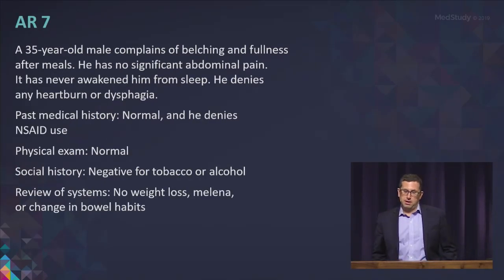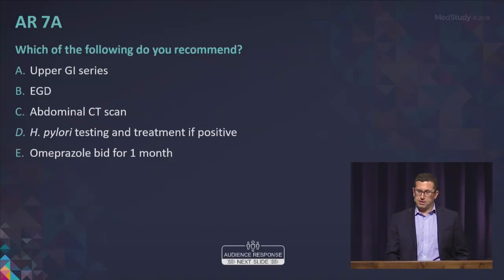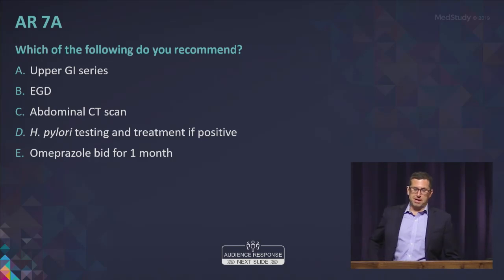Question number 7. A 35-year-old male complains of belching and fullness after meals. He has no significant pain. It has never awakened him from sleep. He denies any heartburn or dysphagia. Past medical history is normal. There's no NSAID use. Physical exam unremarkable. Social history negative. Review of systems is negative. Which of the following do you recommend based on the slides that I just presented? Upper GI series, EGD, abdominal CT scan, H. pylori testing and treatment if positive, or PPI such as omeprazole for 1 month.